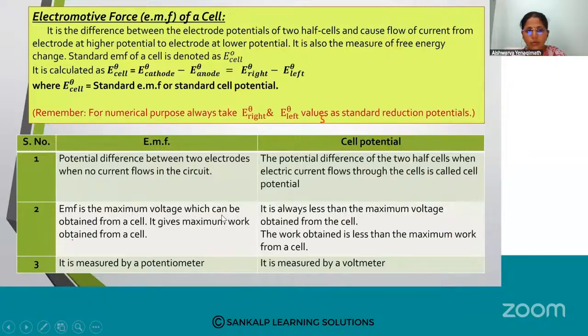EMF is maximum voltage which can be obtained from the cell. It gives maximum work obtained from the cell. Here, cell potential is always less than maximum voltage. The work obtained is less than maximum work from the cell. EMF is measured in potentiometer. Cell potential is measured in voltmeter.